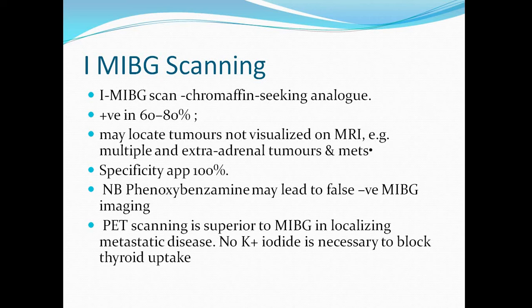The only problem with the MIBG imaging is that you need to switch off the phenoxybenzamine. I mean, if the patient is on the phenoxybenzamine, it could lead to a false negative imaging. So that's quite important. And finally, PET scanning. It is superior to MIBG in localizing metastatic disease. So it's usually the gold standard in metastatic disease.